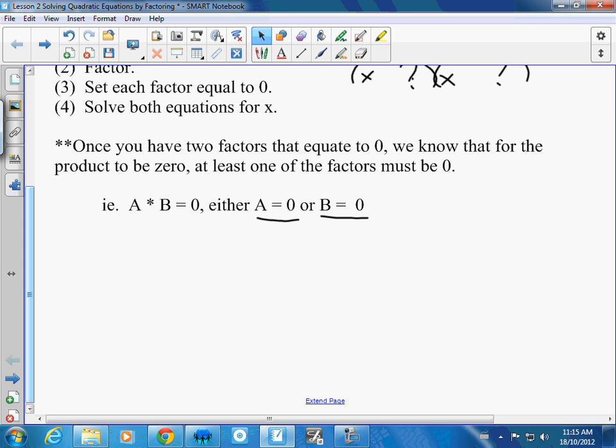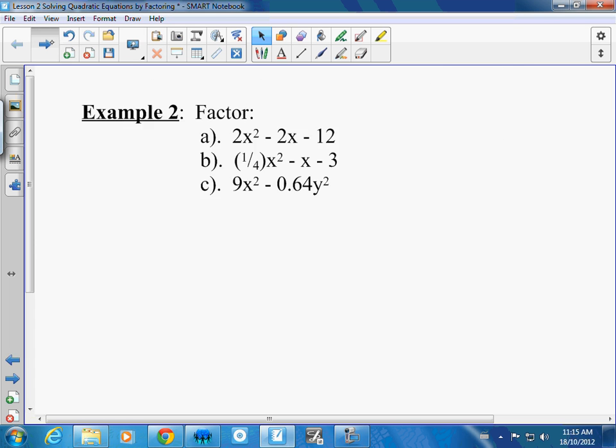Are they on the first page or the second page? Where are they? Oh, I put them on the second page.